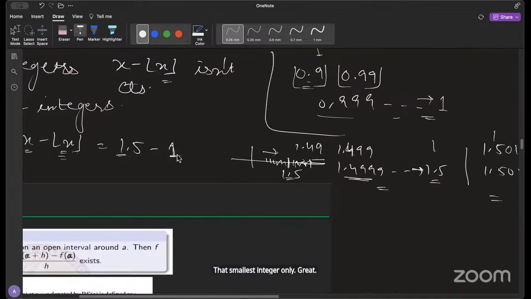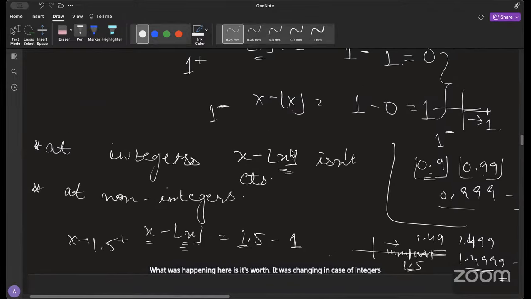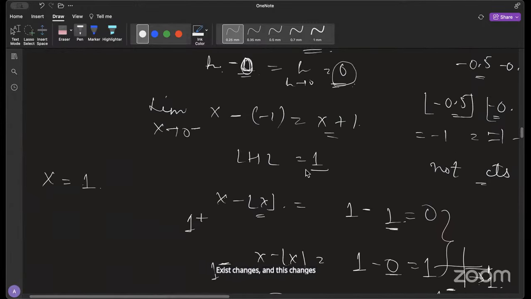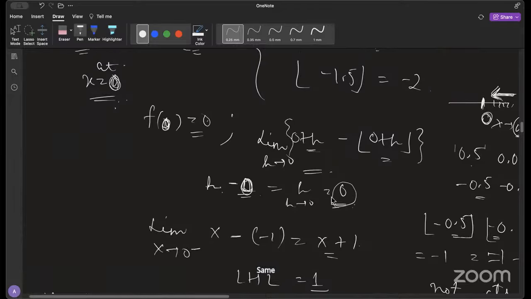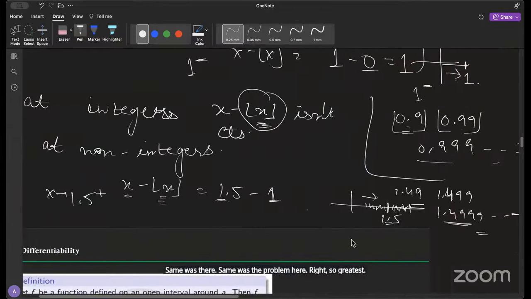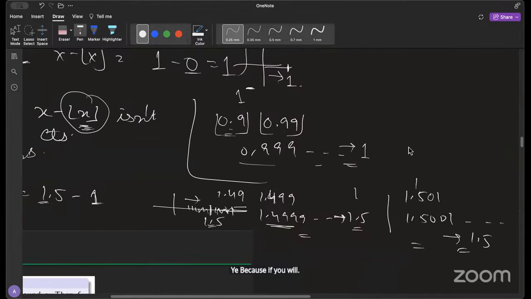What was happening here is it was changing. In the case of integers, the greatest integer part was changing, right? Like this changes and this changes. That was creating the problem. Same was the problem here. Because the greatest integer part was changing, that was causing trouble. In the graph, there was a break at integers, because the function changes at every integer.